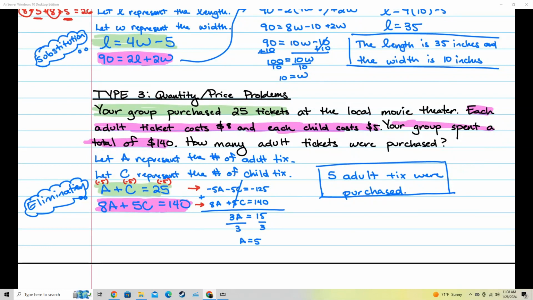It kind of sounds like it, but it's not really that type. It has part to do with it. But they didn't say your group purchased 25 tickets total, right? They're telling you stuff associated with the price and the total, and then with the price and the total again. So both of your formulas are actually going to look like this, okay? So that's exactly what we're going to do.